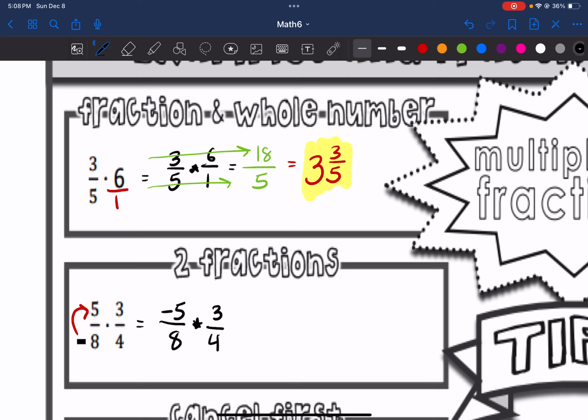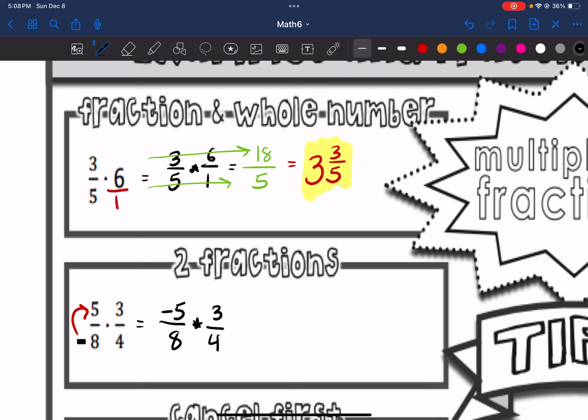It's easy if you put it to the top because then you don't have to remember this rule for adding and subtracting. Here's a little secret. The negative sign can be at the top or the bottom for multiplying. But if we stay consistent and we keep putting it at the top, then we don't have to remember that rule for adding and subtracting, so it makes your life a little easier.